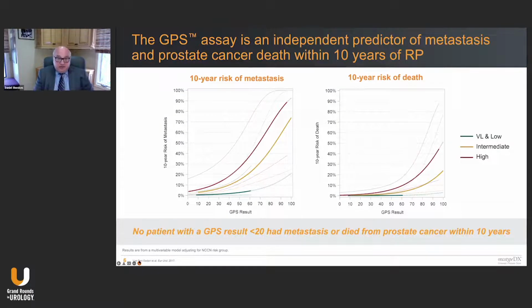So, how predictive are they? Well, it has been shown now that the GPS assay is an independent predictor of metastasis and prostate cancer death within 10 years of radical prostatectomy. While it is an independent predictor, you get a more refined prognosis by combining it with NCCN risk groups. Consistently and importantly, no patient with a GPS result under 20 had metastasis or died from prostate cancer within 10 years. And as you can see, the GPS result goes from 0 to 100, with 0 being the least aggressive and 100 the most aggressive.